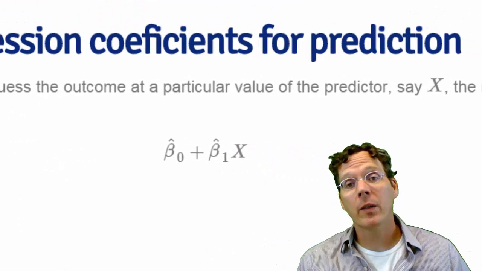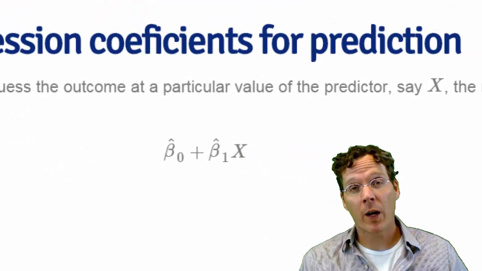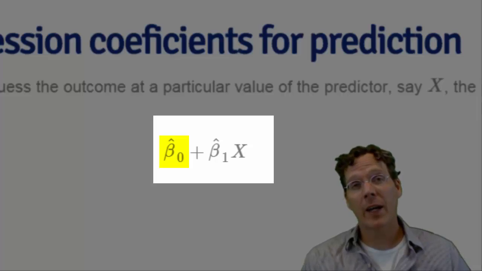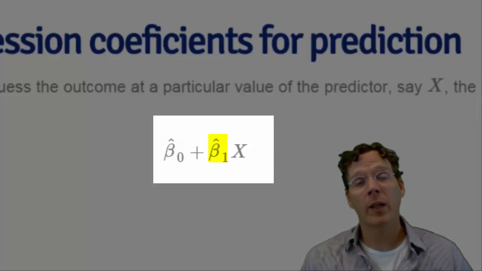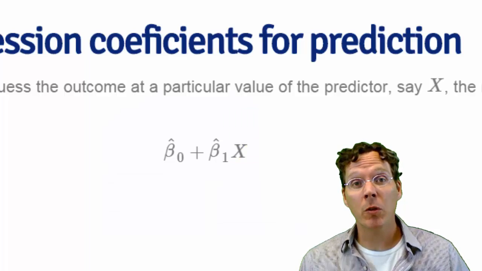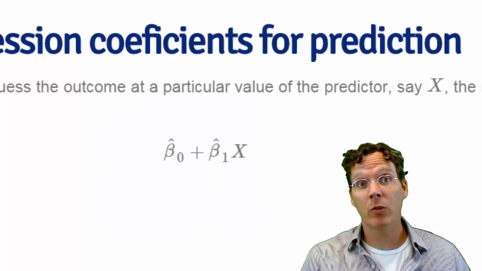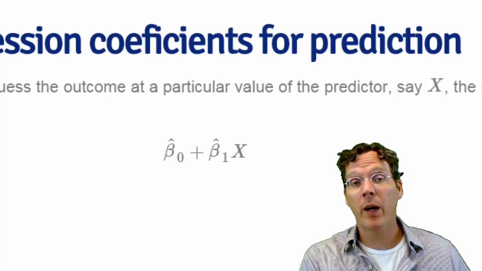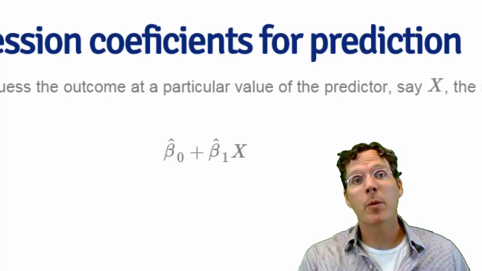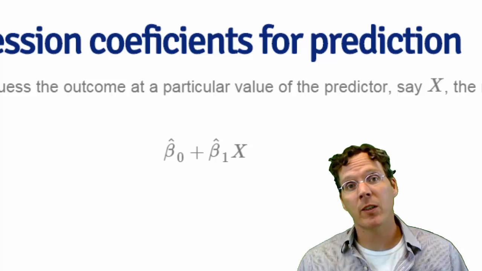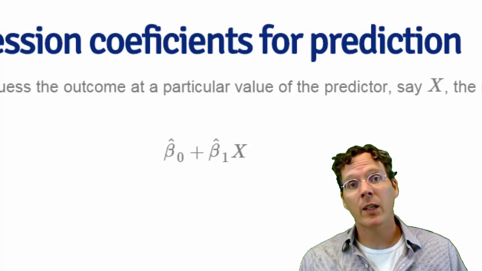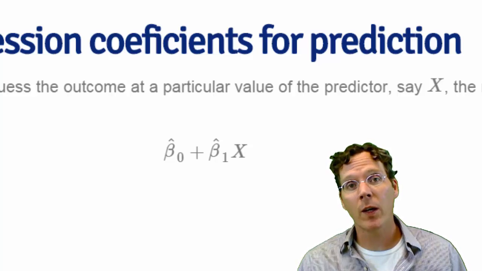Also, I'd like to remind everyone that we can get a prediction for y by taking beta naught hat plus beta 1 hat and multiplying it by the x that we want to predict at. Now, if we plug in the observed x's, then we get the fitted values, the ones we're trying to make as close as possible to the observed data. But that doesn't mean that we can only predict at the fitted values. We can predict at any value of x we'd like to plug into the equation.